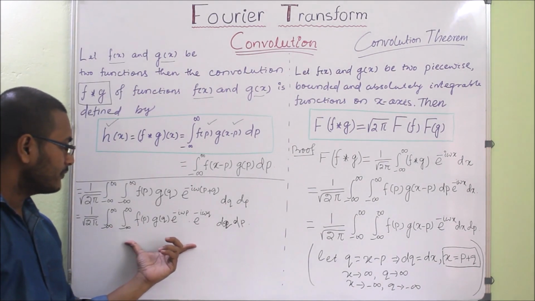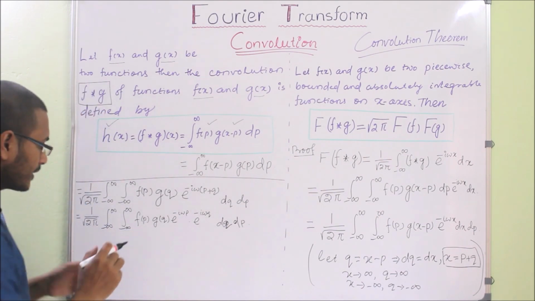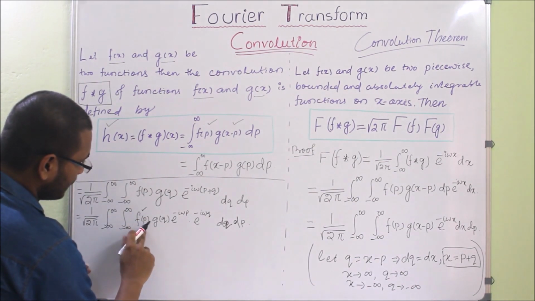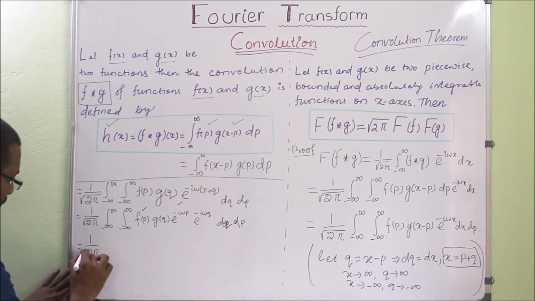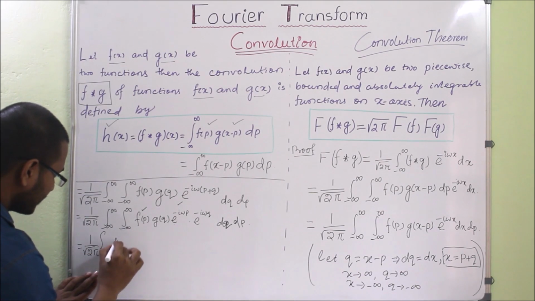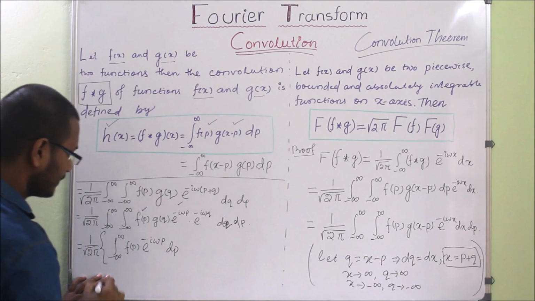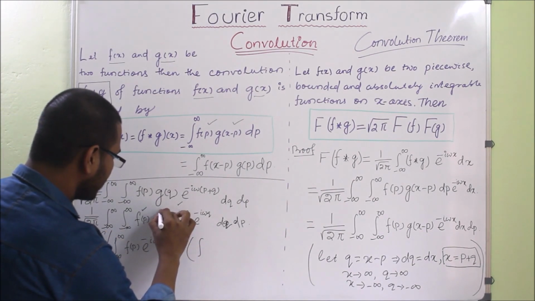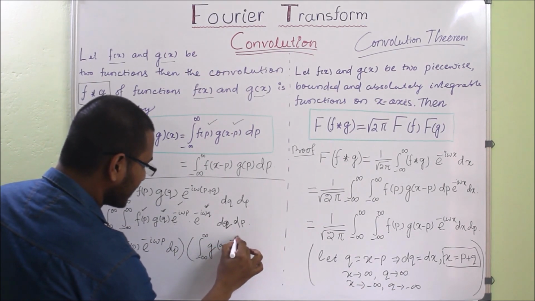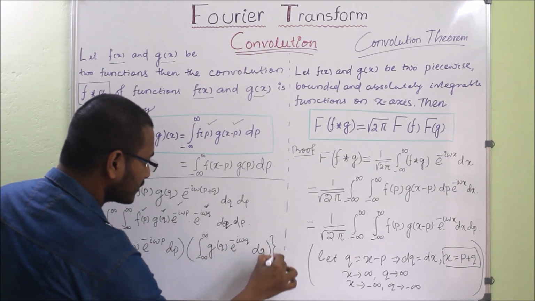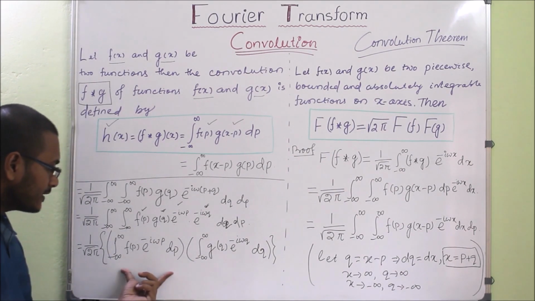Now we know there is a property that if we have a double integral, then we can write that double integral as a product of two integrals. How to do that? If I take only p first, so f of p and e to the power minus iwp, it will be 1 by square root of 2 pi, then inside, integration from minus infinity to infinity f of p e to the power minus iwp dp. Next, if we take the q variable, we get integration from minus infinity to infinity g of q e to the power minus iwq dq.